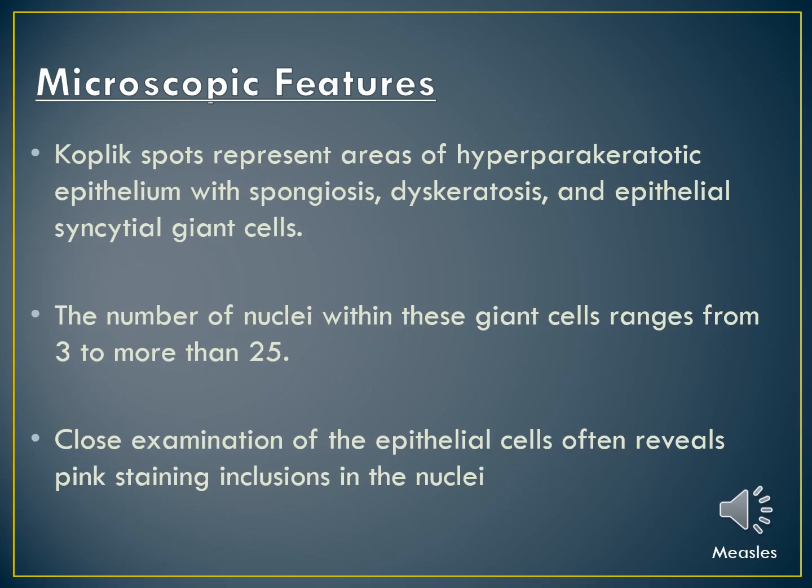Now I'll be explaining about the microscopic features. Koplik spots represent areas of hyperparakeratotic epithelium with spongiosis, dyskeratosis, and epithelial syncytial giant cells. The number of nuclei within these giant cells ranges from 3 to more than 25. On close examination, the epithelial cell often reveals pink staining inclusions in the nuclei or, less commonly, the cytoplasm.